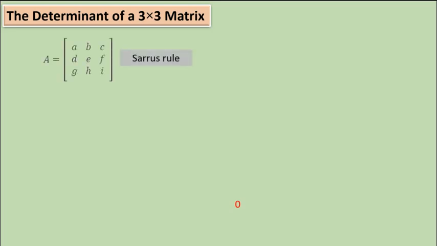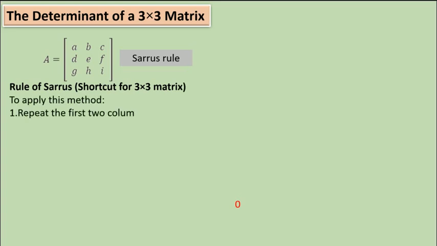This time around, we're still going to be looking at 3 by 3 matrices using the second method, the Sarrus method, which is a shortcut, a short rule for handling 3 by 3 matrices alone. We cannot apply it to 2 by 2 or any other matrix, just 3 by 3 matrices. The rule for Sarrus states that if you are going to find the determinant of a 3 by 3 matrix by this method, first of all, you repeat the first 2 columns of the matrix to the right.